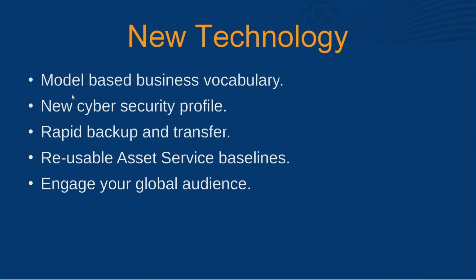I'm going to look at some new technology such as model-based business vocabulary, so creating some new glossary terms. Going to look at the all new Cybersecurity Profile. We're going to look at the rapid backup and transfer features within Enterprise Architect 15.1. The new Reusable Asset Service baselines. So you can now save baselines for your model and store them in Reusable Asset Service.